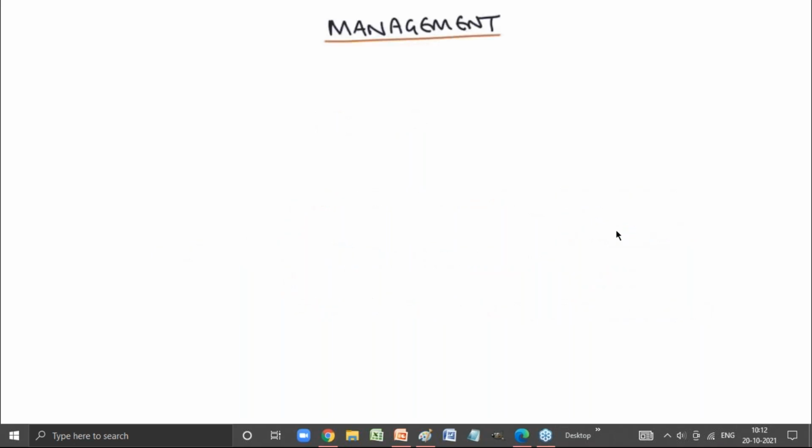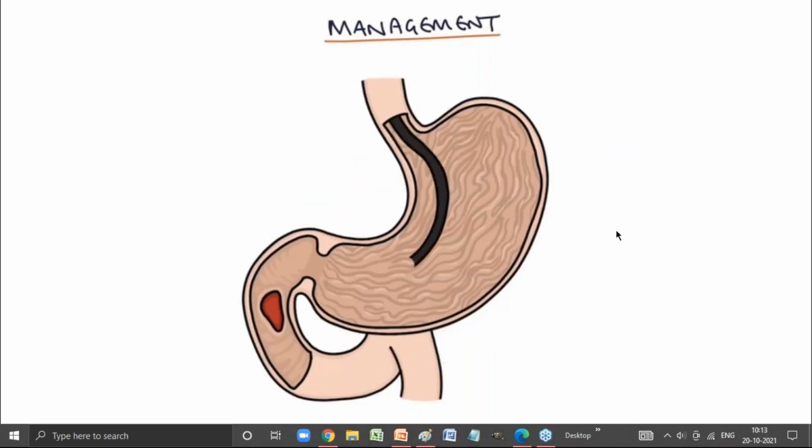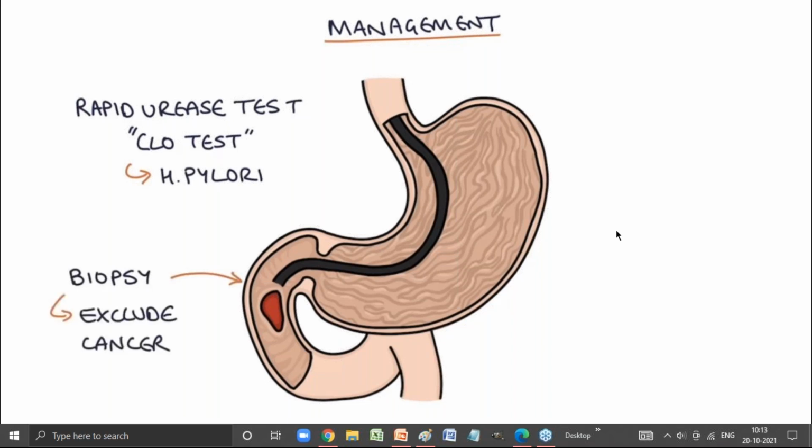How do you manage gastric ulcers? Well, peptic ulcers need to be diagnosed first, and we do this with an endoscopy, so a camera test through the esophagus into the stomach and duodenum. During the endoscopy, they can do a rapid urease test, which is called a CLO test, and this can be performed to check for H. pylori. They'll also consider doing a biopsy during the endoscopy to exclude any cancer in that ulcer, as gastric cancer can look and present very similarly to a gastric ulcer.